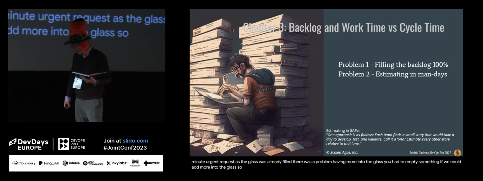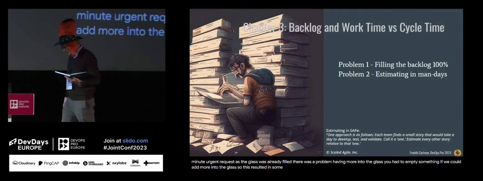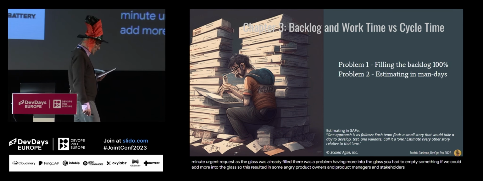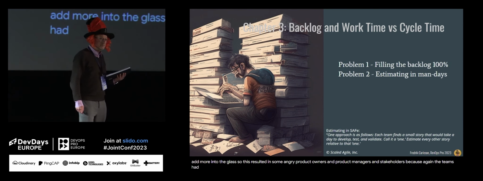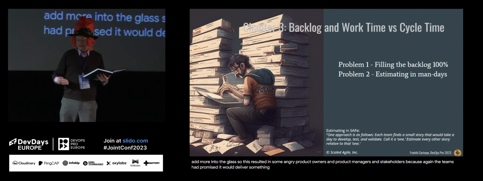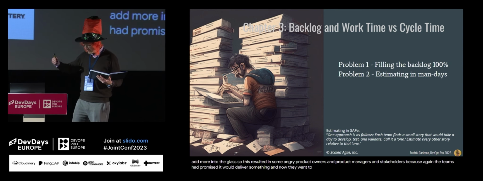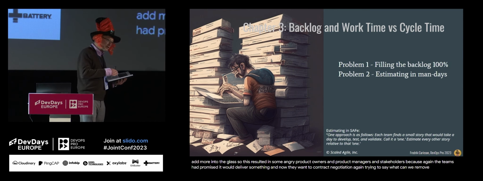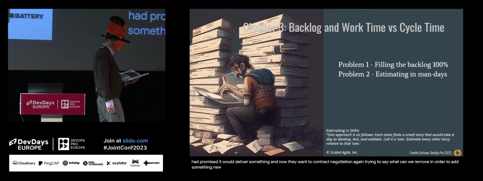So this resulted in some angry product owners and product managers and stakeholders. Because again, the teams had promised they would deliver something, and now they were into contract negotiation again, trying to say, what can we remove in order to add something new?